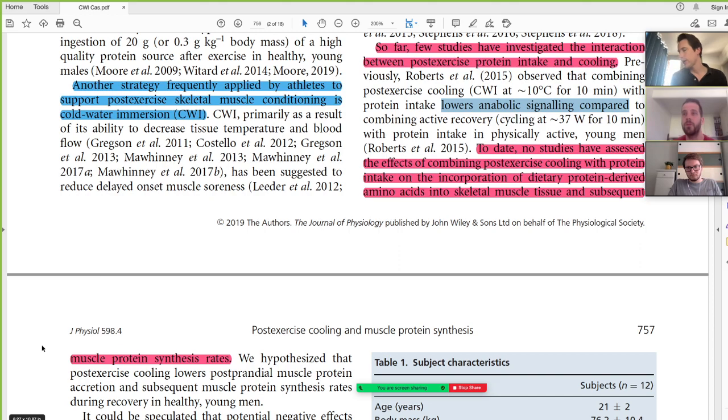Because we have a question from chat. Nick is asking whether or not cold water immersion reduces nerve speed signaling. Are you familiar with that?